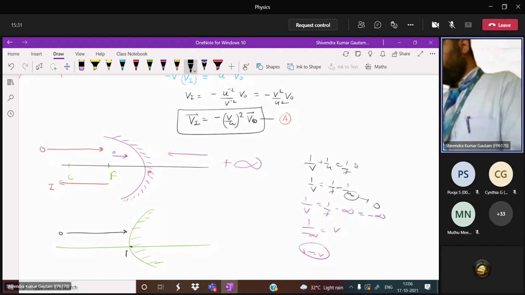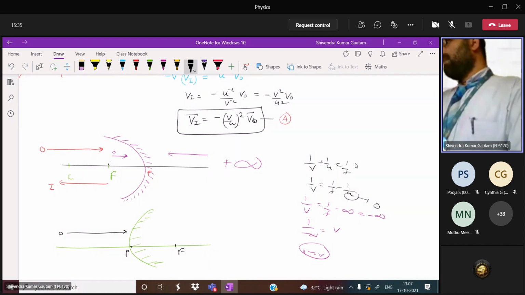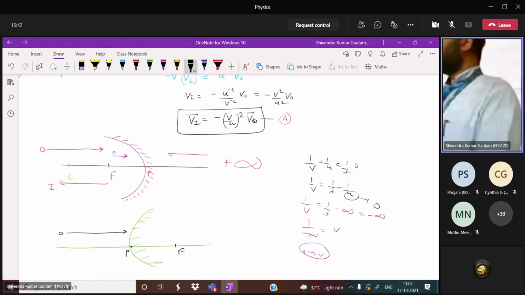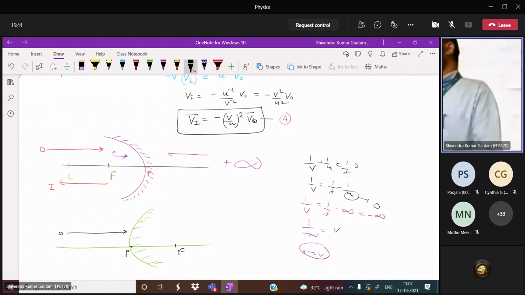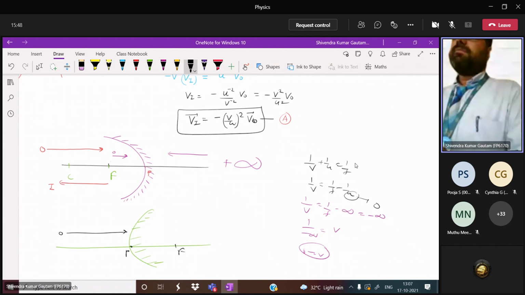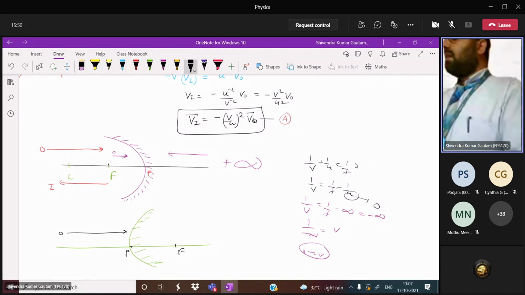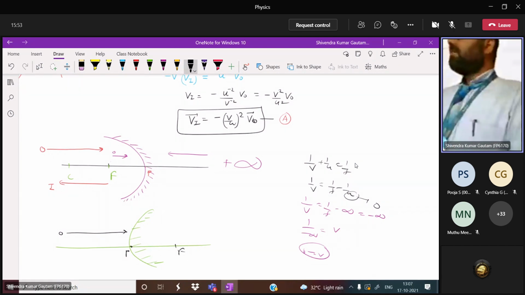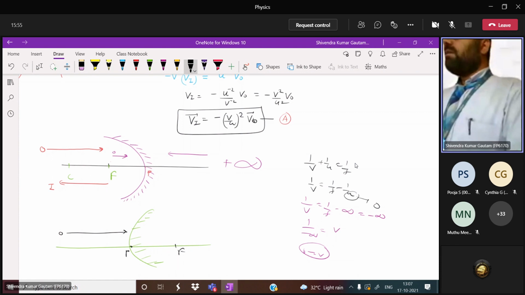Now tell me, if the object moves from minus infinity to the pole, how will the image move? Does a convex mirror form a virtual image or not? Will the image be on the right side or the left side? The image will be on the right side. The direction is opposite.